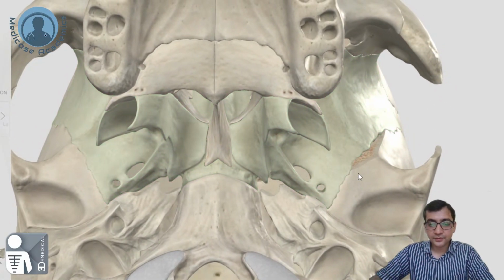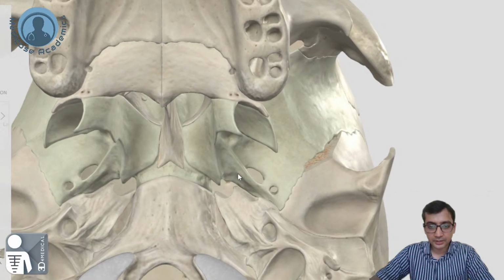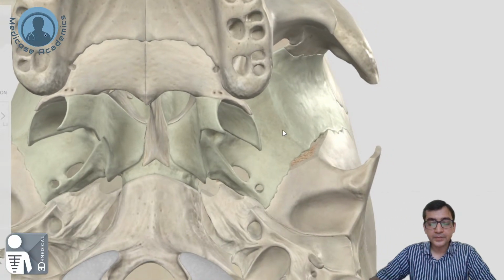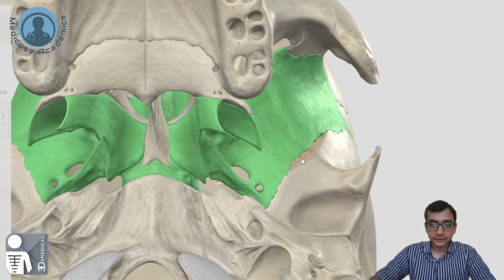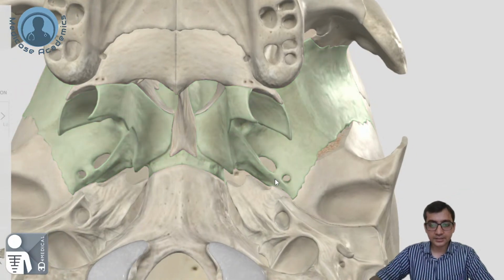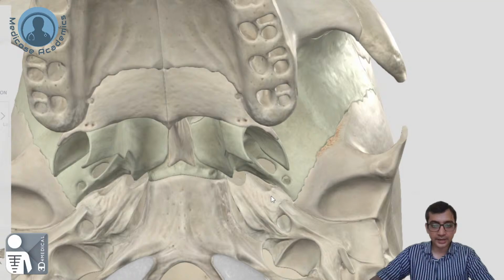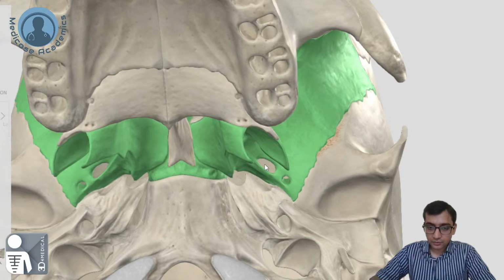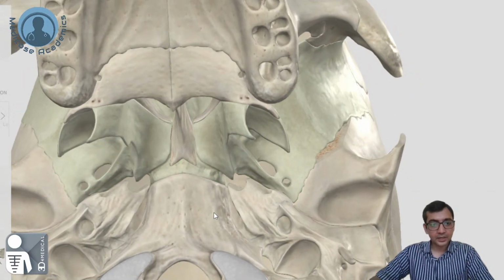So here you can see part of the pterygoid plate of the sphenoid bone. This is the greater wing of the sphenoid, the expanded part we saw on the lateral aspect. This was the infratemporal crest, and this part contains the two openings that you studied in the anterior aspect of the skull, foramen ovale and foramen spinosum.